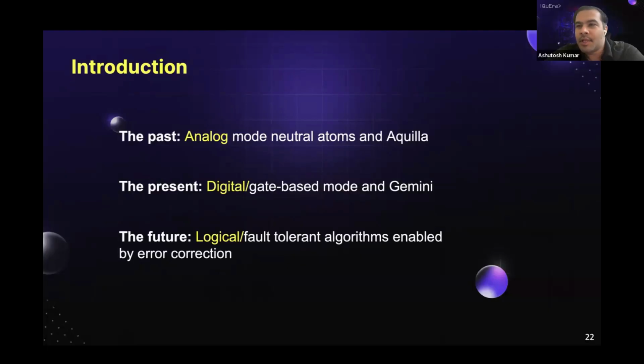So beginning with an introduction of the next few slides that I have, I'm going to be talking about the past, which was predominantly focused on the analog mode neutral atoms, and Aquila was our product, and still is the product. And after that, I'll be talking about the present focus, which is on realizing digital or gate mode of quantum computing. And we're developing the Gemini class of quantum computers, as you have already seen in the previous few slides. And I'm going to be also talking about the future, which will involve logical qubit mode, which through error correction will enable us to implement fault-tolerant quantum algorithms and really get to quantum utility.